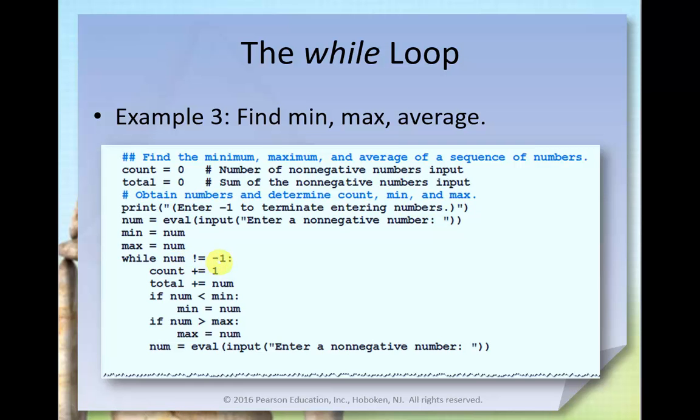So while num is not equal to -1, we're going to increment count. So keep track of how many times we've been through the loop. That'll be a useful thing for many things that you're trying to do. Then we're going to add the number to our total. And then we're going to check and see if our current number is less than min. And if it is, then we'll make it the new min number. If our current number is greater than max, then we're going to make it the new max because it increases our max value. And then lastly, we ask for some input from the user again so we can go back through the loop.